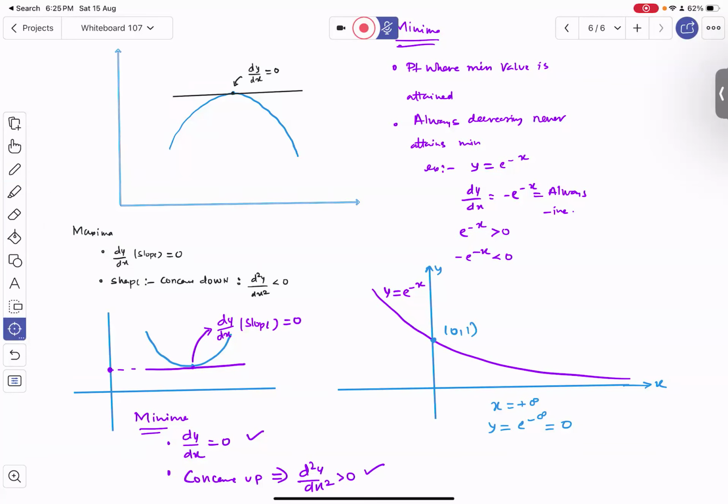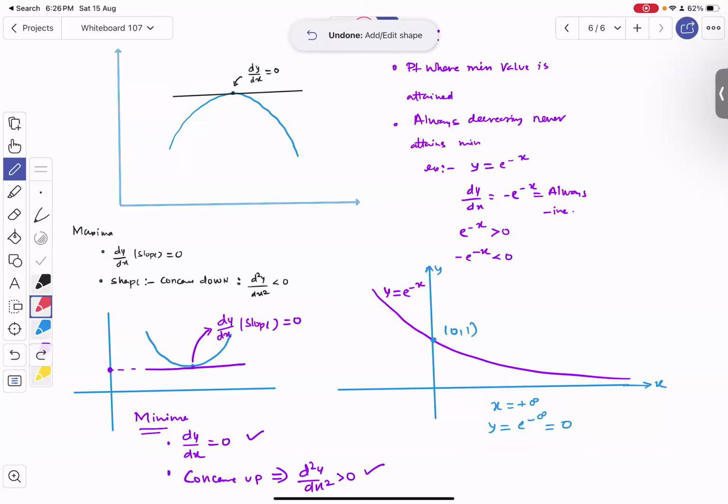You see, at x equals 0 you put, what will y be? y will be 1. So the point where it cuts the y-axis is (0, 1). Now, dy by dx is always negative, no? So you see, everywhere, what kind of angle do the tangents have with the positive x? Obtuse or not? Correct, no?